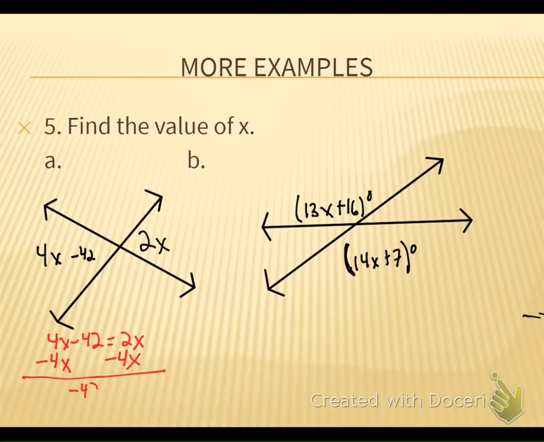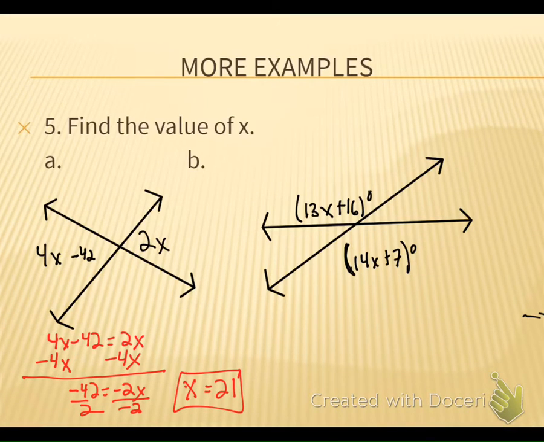We end up with negative 42 equals 2x minus 4x. Negative, exactly right. Negative 2x, we want to get x by itself. What do we do? Divide by that negative 2. x equals 21. Okay, on the next one, what's the relationship between these two angles?